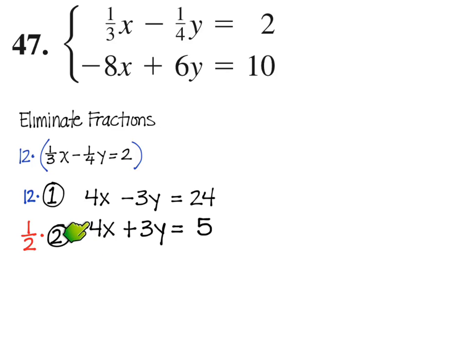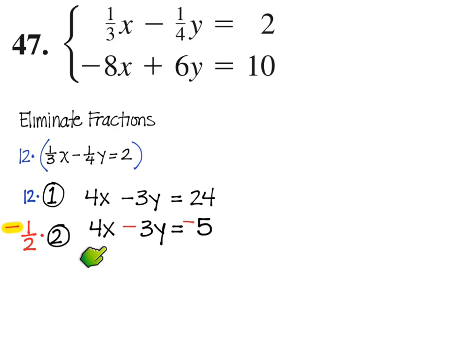And I look and I start thinking, this is really interesting. These are opposites and these are opposites. In fact, if I were to subtract, I would get 0, add them together, I'd get 0, it equals 29, which is not true. So I'd get a false statement. But another way to look at this is to say, well, why don't I change these to positive and negative, meaning multiply not by 1/2, but multiply by negative 1/2.